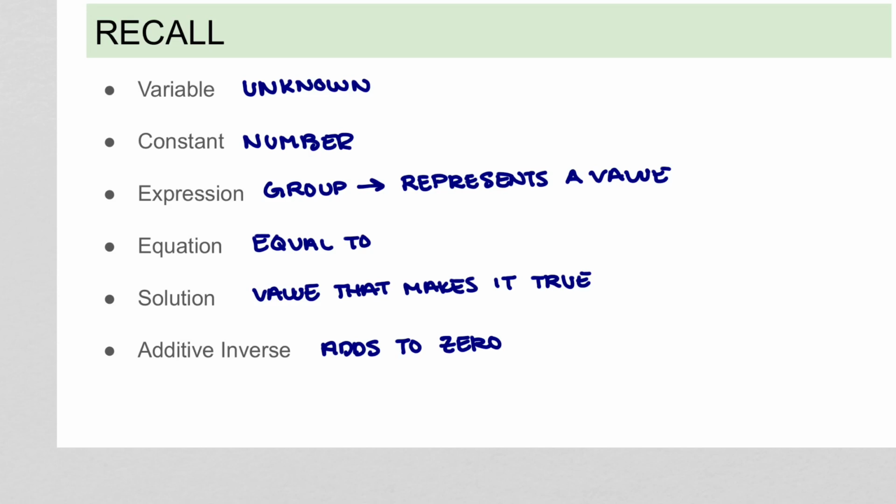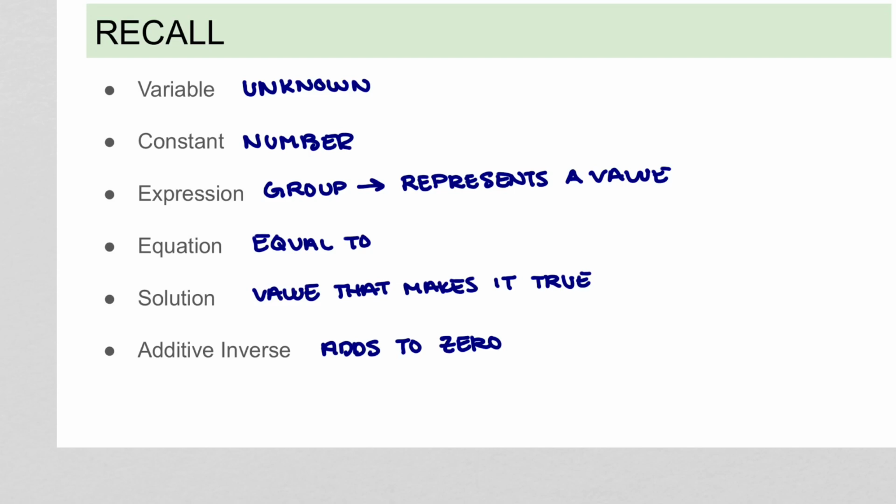A variable represents some unknown value. A constant is a number. It stays the same. It never changes. It's constantly that number. An expression is a group of characters together, like it can have operations or numbers or variables. It can have all of those things, but it represents a specific value. An equation is that expression set equal to something. A solution is a value that makes it true.